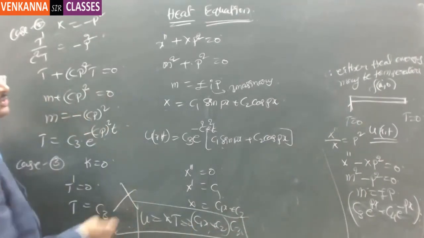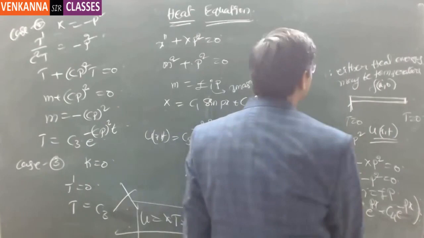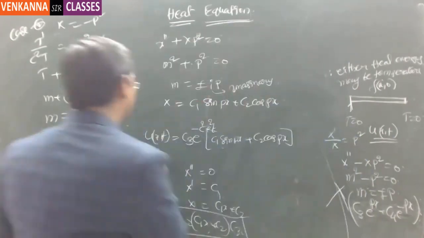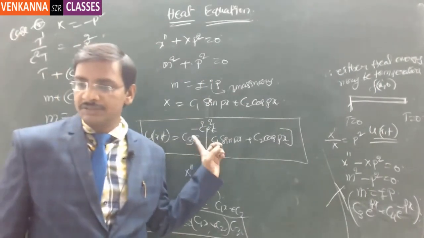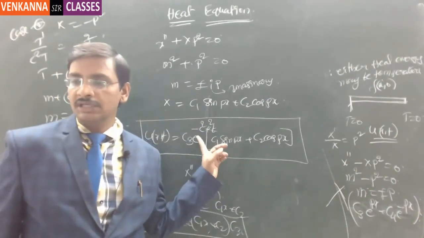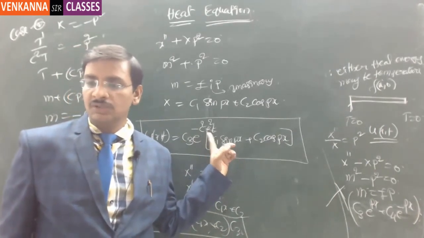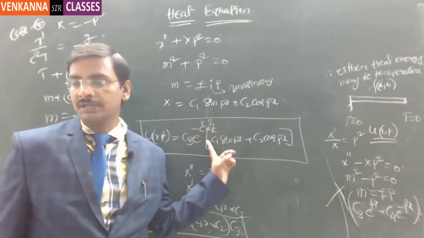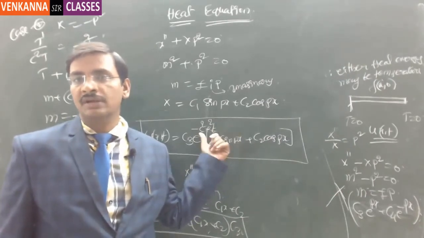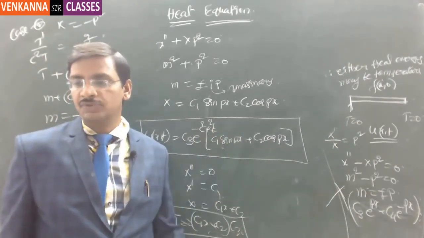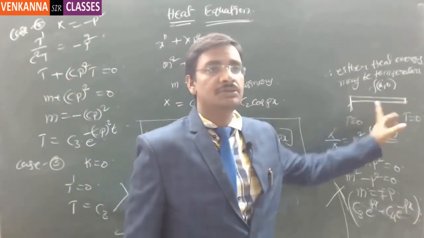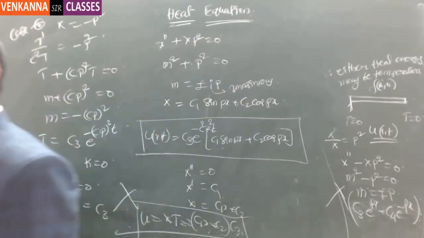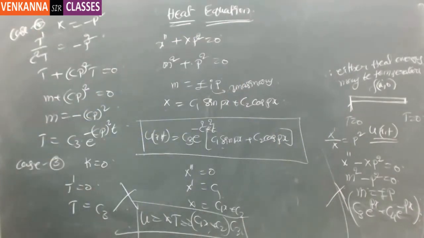This is a ruled out solution, and the first one is also ruled out. This one is the preferred solution because it should involve the transient components. Here e power minus c square p square t dies out after a certain time, because as t goes to infinity this value comes out to be 0. So obviously the temperature value comes out to be 0. Got it? Clear? Any questions on this?